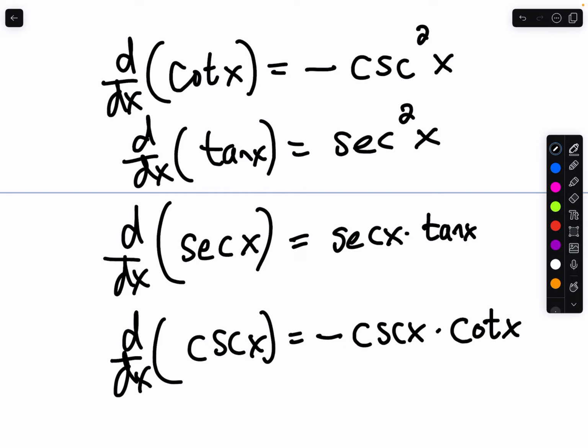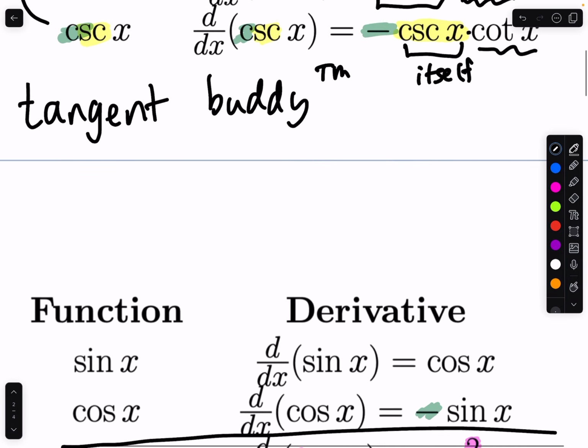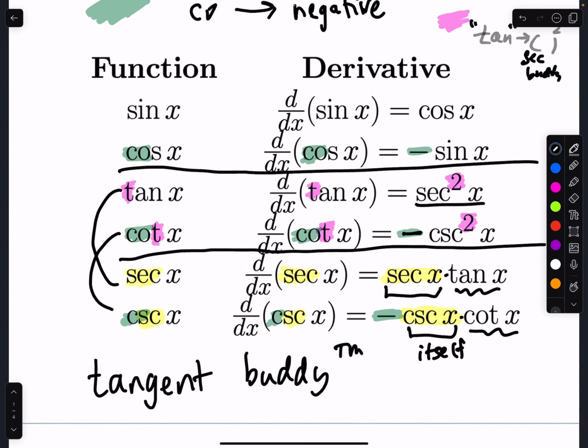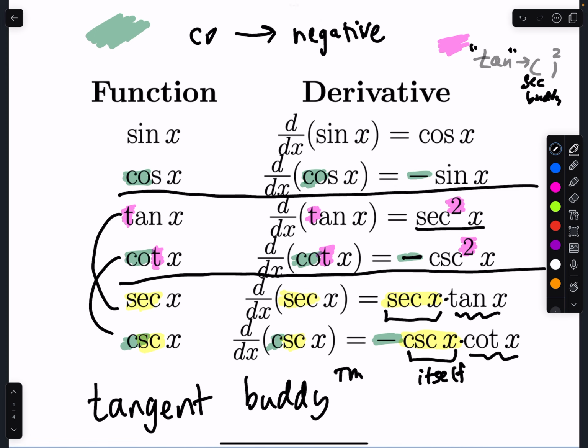So I hope this has been helpful. I really want this to stick in your brain. And feel free to tell your friends about tangent buddies.